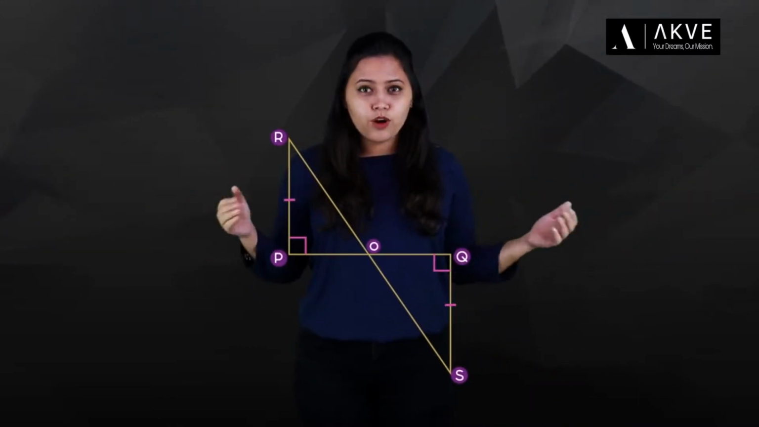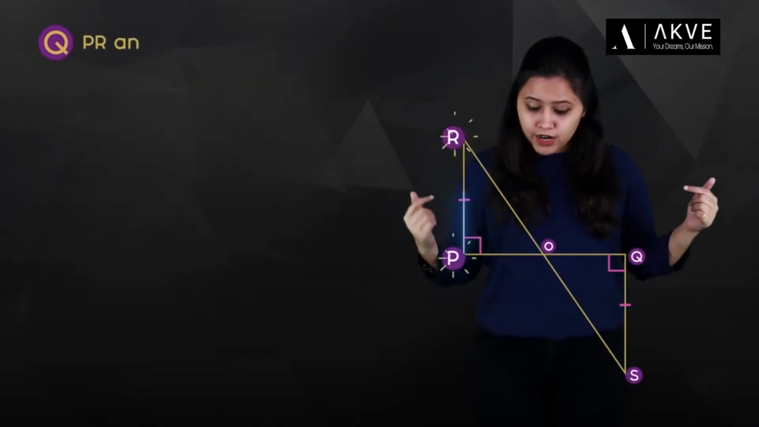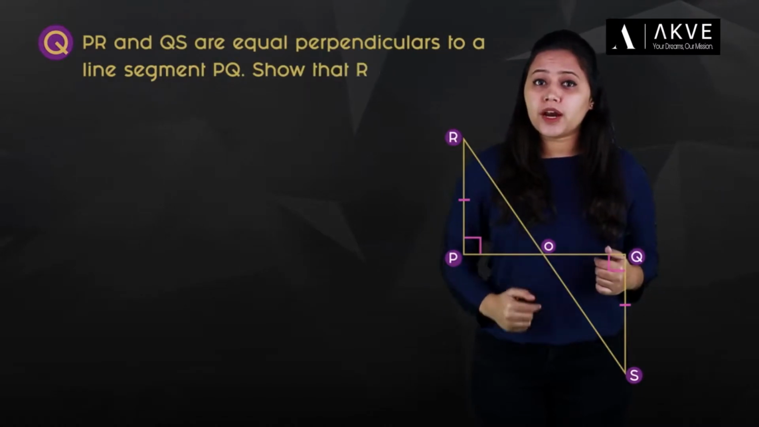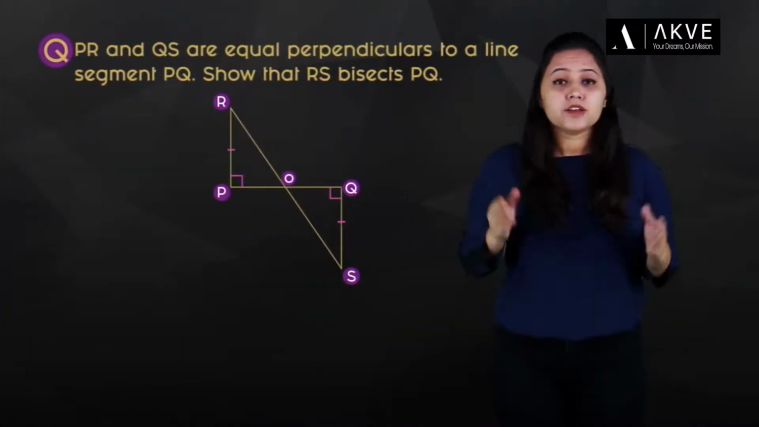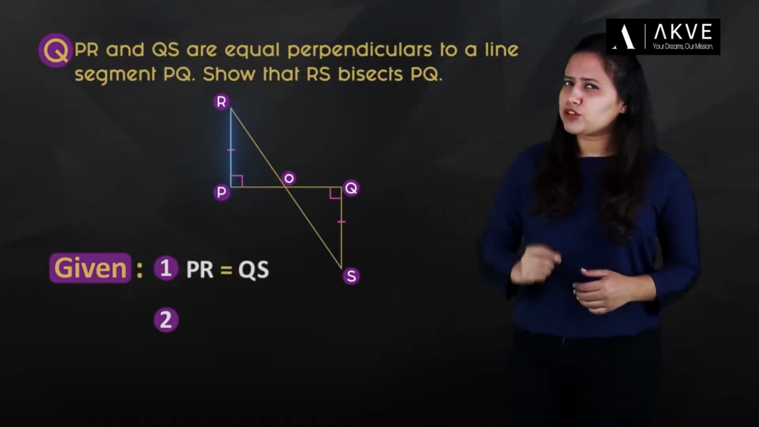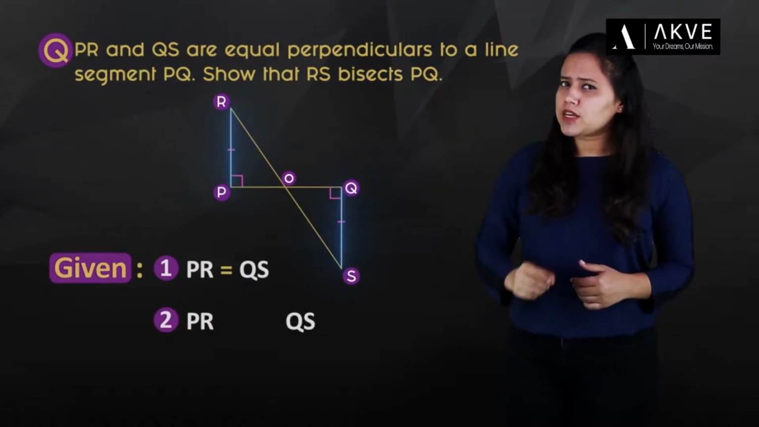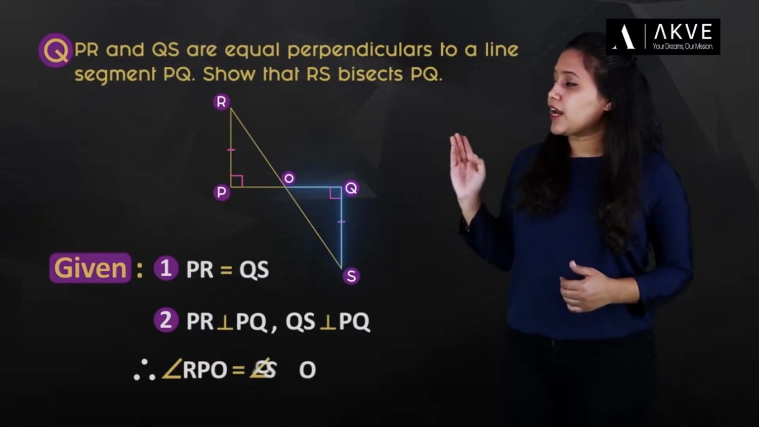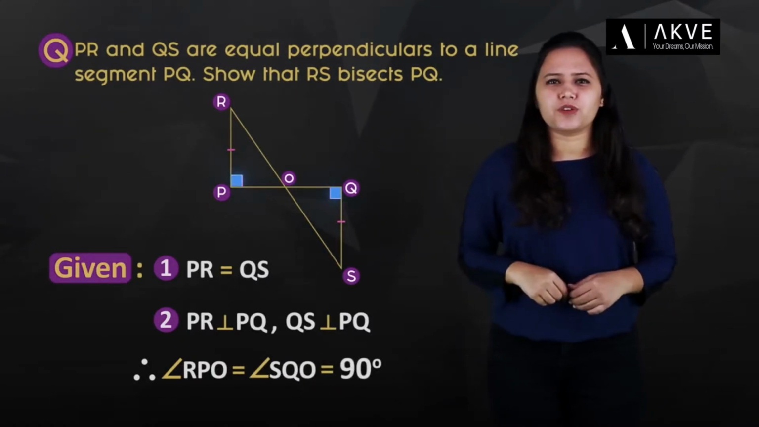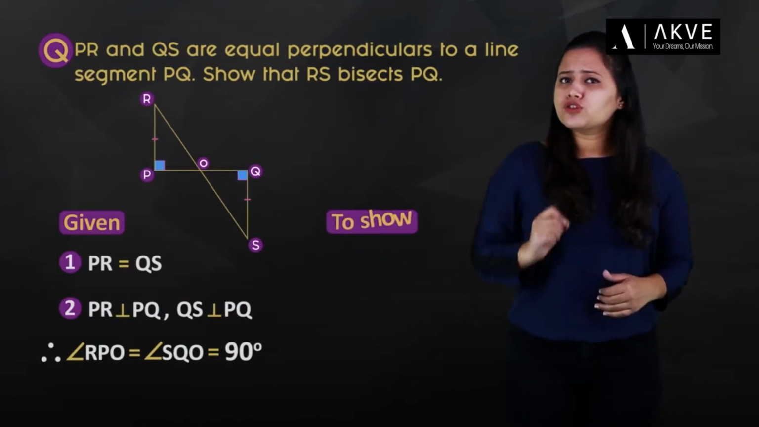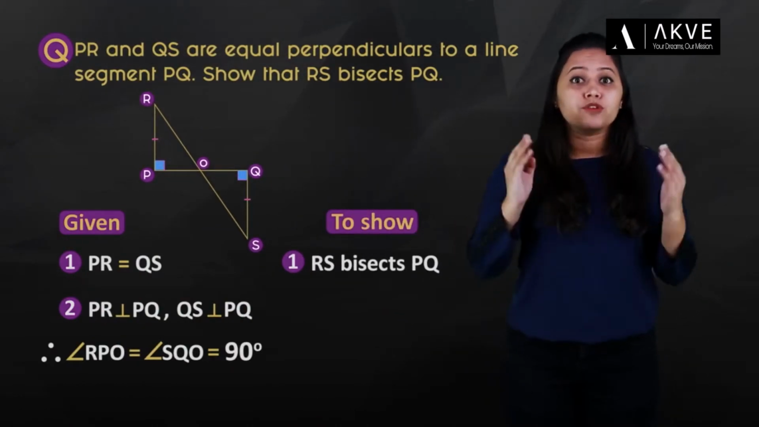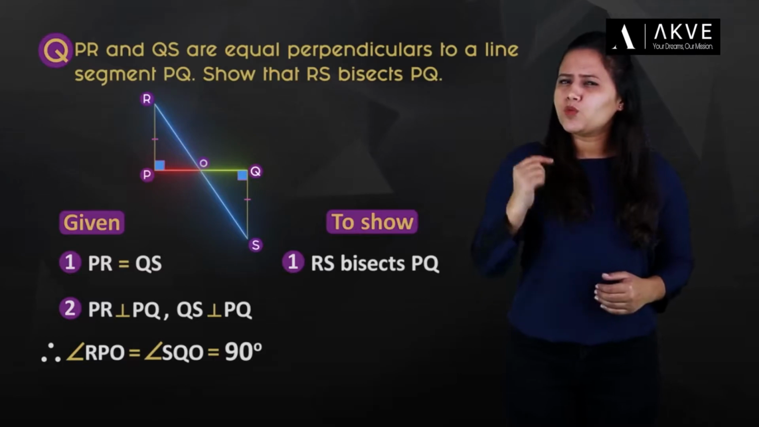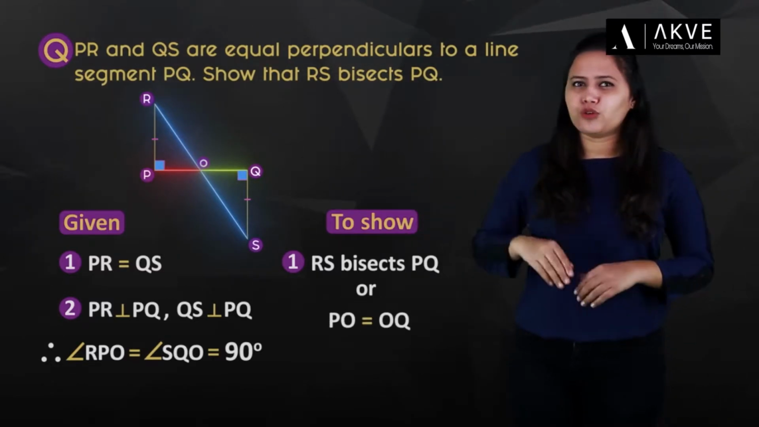So here is the first problem. In this figure, PR and QS are equal perpendiculars to a line segment PQ. We have to show that RS bisects PQ. So here it is given that PR is equal to QS and PR and QS are both perpendicular to PQ. So angle RPO is equal to angle SQO and they both are of measure 90 degrees. Here we are asked to show that RS bisects PQ, which means RS divides PQ into two equal parts. So mathematically we can write it as PO is equal to OQ.